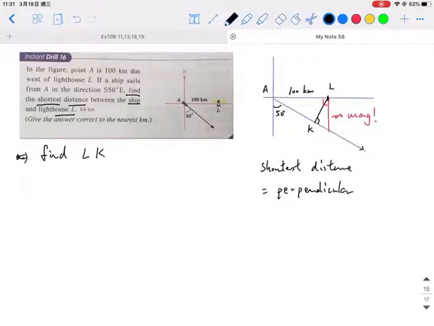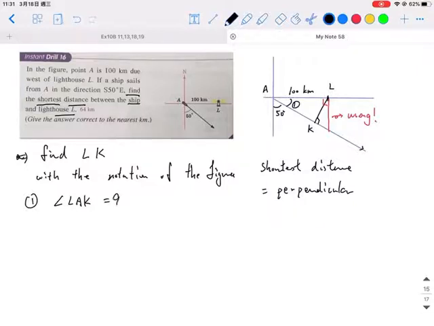Okay, with the notation of the figures, you can write down angle LAK first. So you need to find this angle first. So part 1 is equal to 90 degrees minus 50 degrees, which is equal to 40 degrees. And then the second part, in triangle AKL.